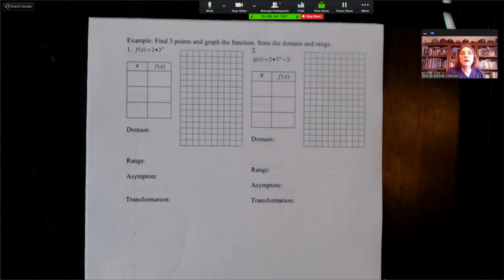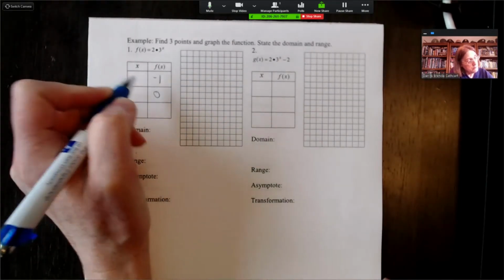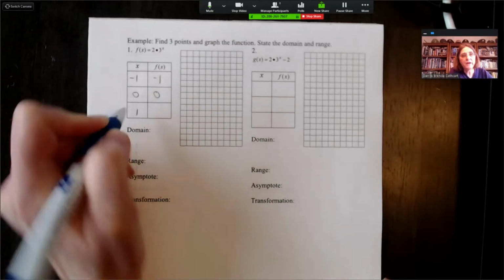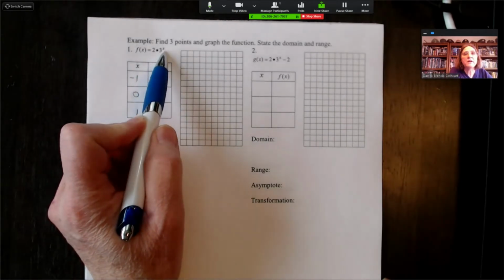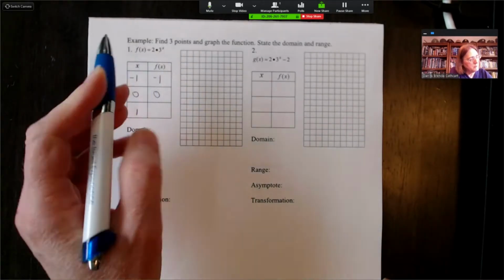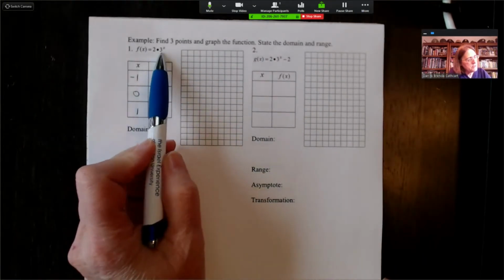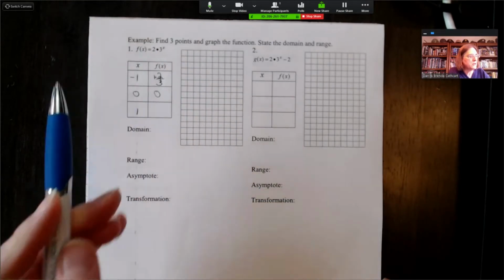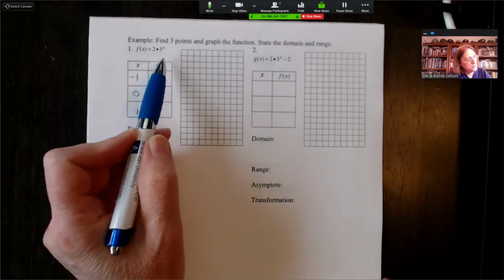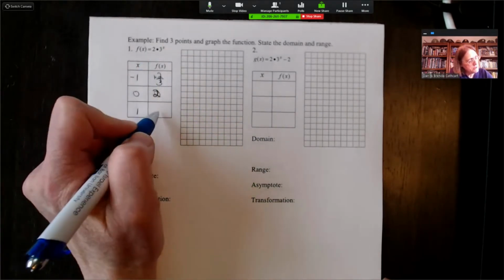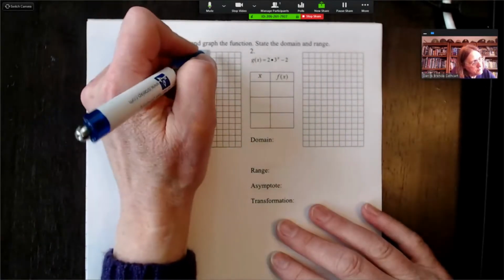So let's see how that looks. We're going to choose a negative value: -1, 0, and 1. When x is -1, we have 3 to the -1, which is 1/3 times 2. So that's going to be 2/3. When x is 0, 3 to the 0 is 1, so 1 times 2 is 2. And when x is 1, we have 3 to the first is 3 times 2 is 6. Let's graph those values and see what we get.